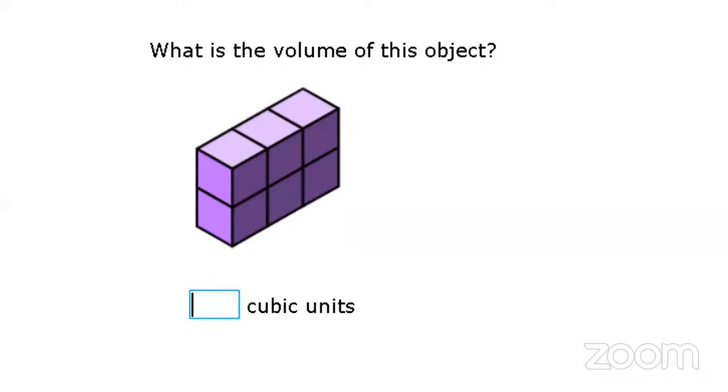Now, when we talk about volume, we're talking about solid objects, right? The space occupied in a solid object. So what is the volume of this object? Real quick, let's look at this one. This is showing you a cuboid. I know you know that because we have been looking at cuboids. Can you tell me how many cubic units there are in this one?